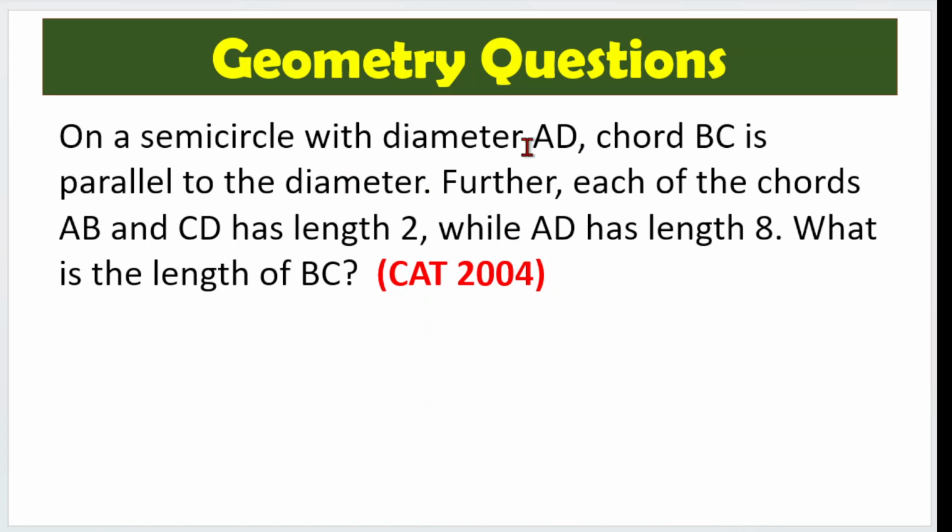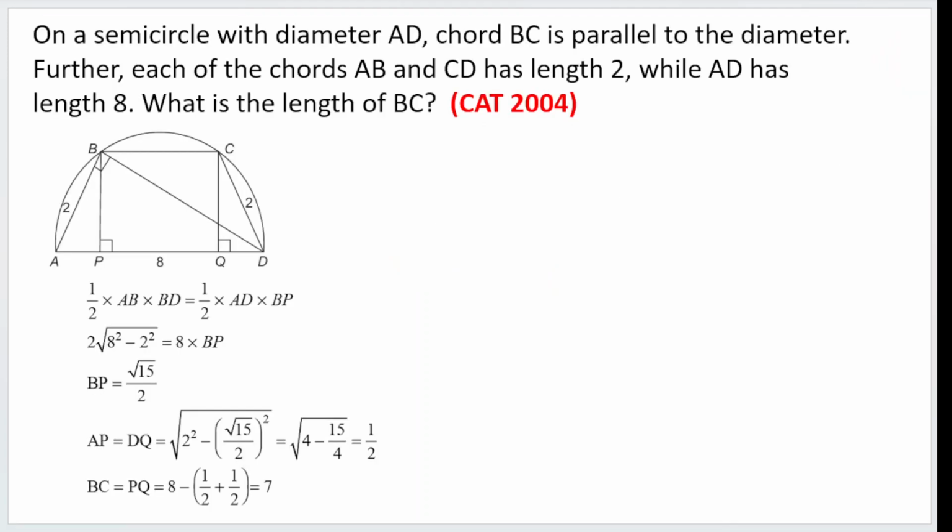In this kind of problem, first we should draw the diagram to understand or to visualize the problem better. Let us see how. AD is the diameter, which is of length 8. Now there is a parallel chord to this diameter, that is BC. And AB and CD are of length 2. That means the diagram is symmetric. Now, what is the length of BC? That is what we want to find out.